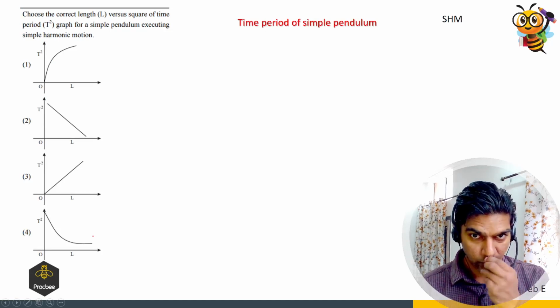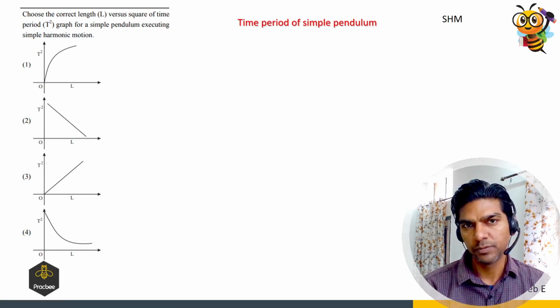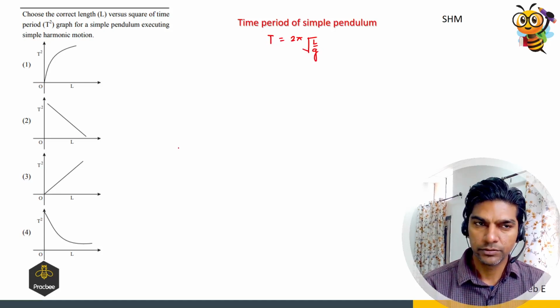Now let us see the next problem type, which is based on the time period of a simple pendulum, and we know the formula. Time period is given as 2 pi root L by g, where L is the length of the pendulum and g is the acceleration due to gravity.